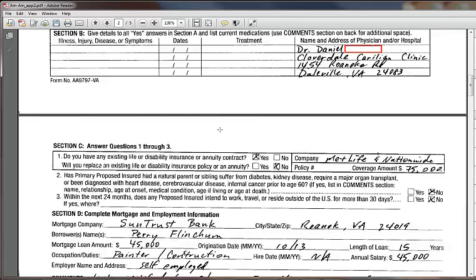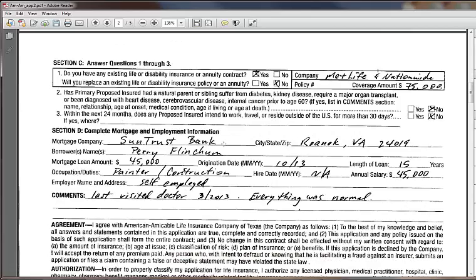Let's see, section D. This is also a section that you want to make sure is completely filled out. Some people don't put their occupation down there. That's going to be a red flag.